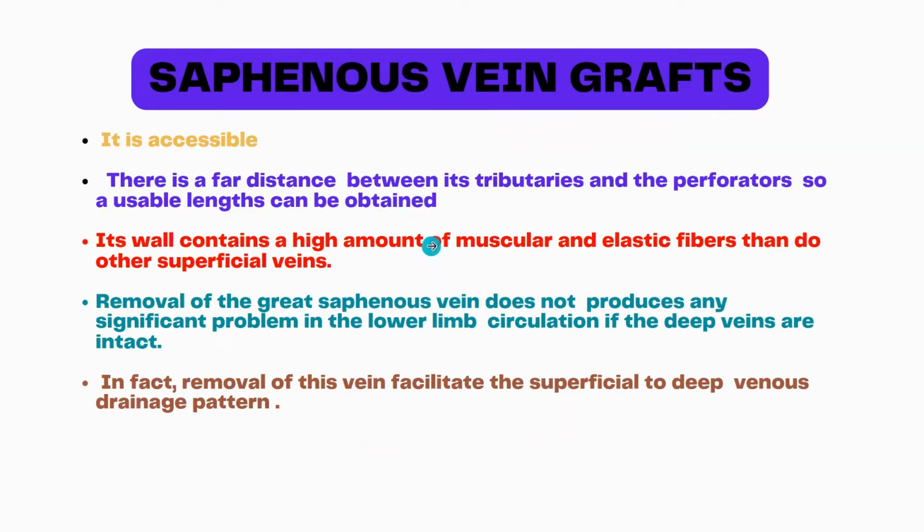Its wall contains a higher amount of muscular and elastic fiber than do superficial veins, and removal of the great saphenous vein does not produce any significant problem in the lower limb circulation if the deep veins are intact. In fact, removal of this vein facilitates the superficial to deep venous drainage pattern. So those are the reasons why we take the saphenous venous graft, and in fact, it helps superficial to deep venous drainage.